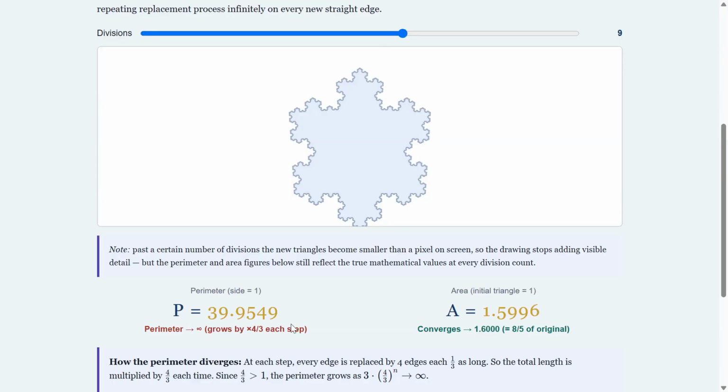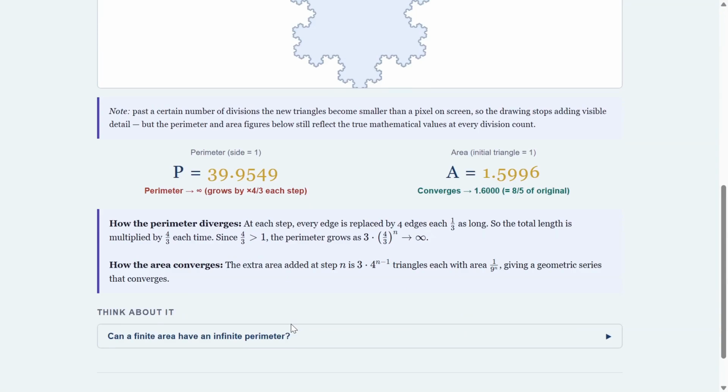So the perimeter will increase by 4/3 each time, and the area of the shape, the snowflake, will converge towards 1.6 times the area of the original triangle. There's a short explanation there. The question is, can a finite area have an infinite perimeter? Which is quite an interesting idea of a process generating an infinite and a finite value at the same time.